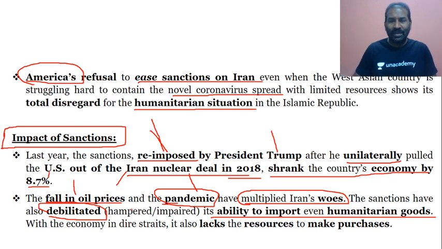So that is again making a problem for Iran, that no other country is coming forward to help in regards to humanitarian goods, and in this situation it lacks the resources to make purchases also. So that is a condition wherein Iran is facing a very critical crisis at this moment, and the whole and sole responsibility is the sanctions. That is why the heading of the editorial was sanctions and pandemic.